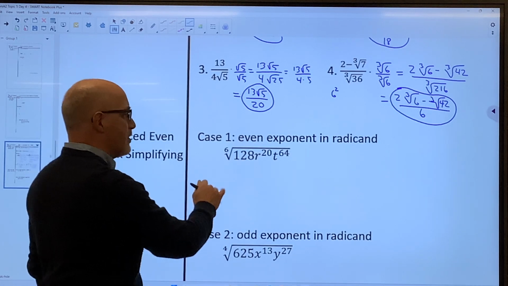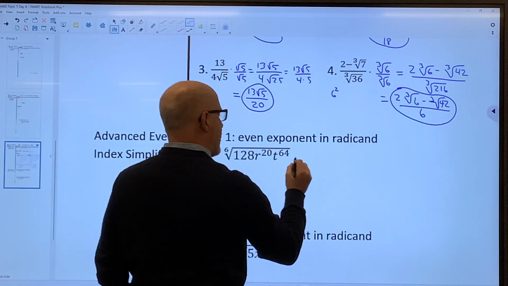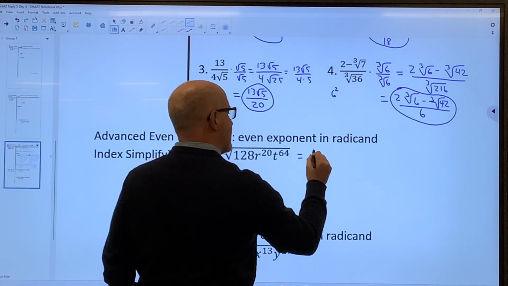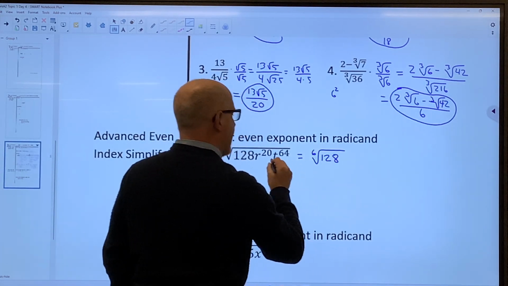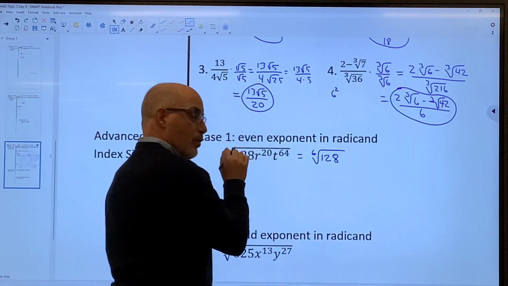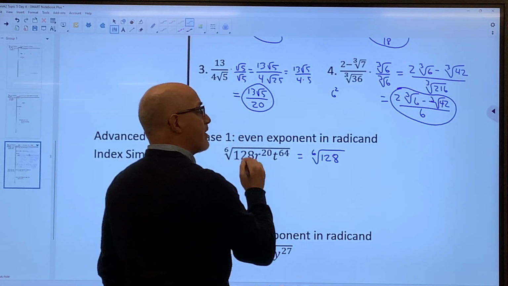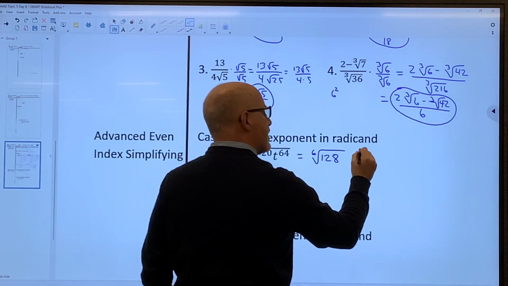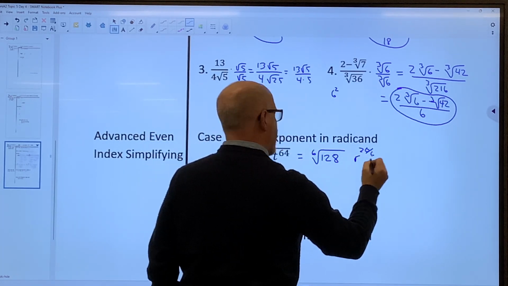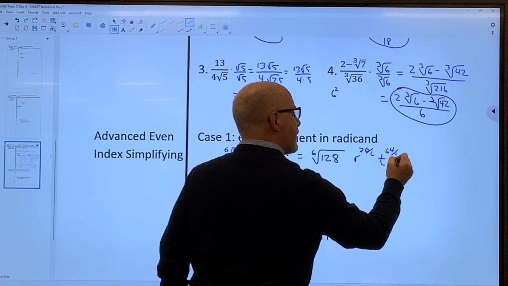So let's start off with this one. When you have an even exponent in the radicand, you go ahead and separate it out. So you're going to make this the 6th root of 128, and this will be, when you work with the variables, use your rule of converting it to an exponent. So this will be r to the 20 over 6 and t to the 64 over 6 power.